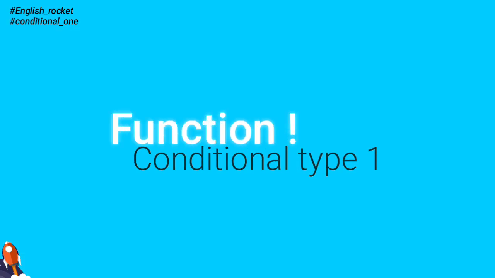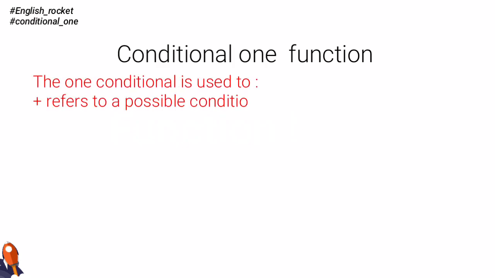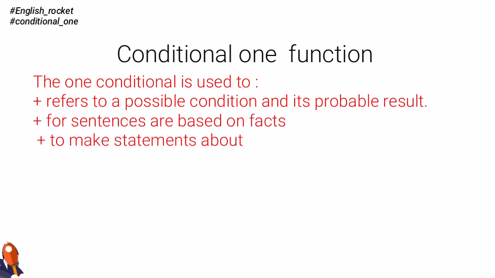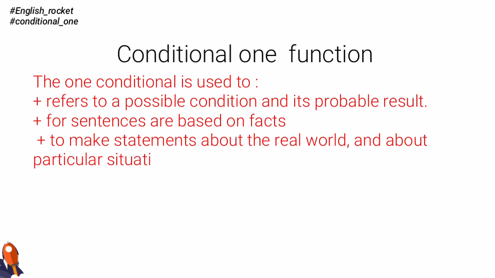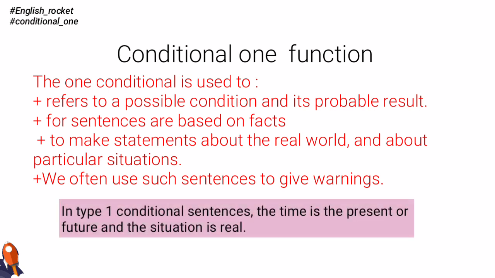About its function, the one conditional is used to refer to a possible condition and its probable result. Such sentences are based on facts, to make statements about the real world and about particular situations. We often use such sentences to give warnings. In type 1 conditional sentences, the time is the present or future and the situation is real.